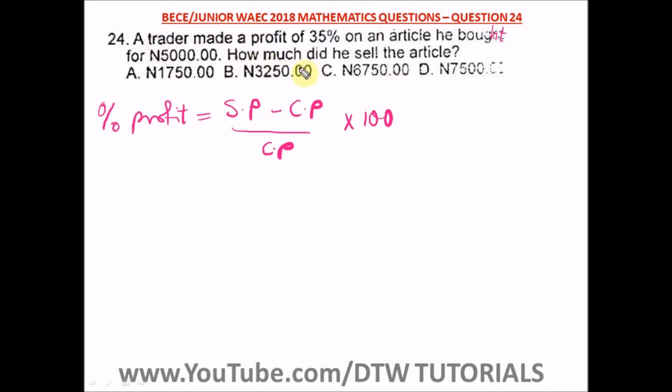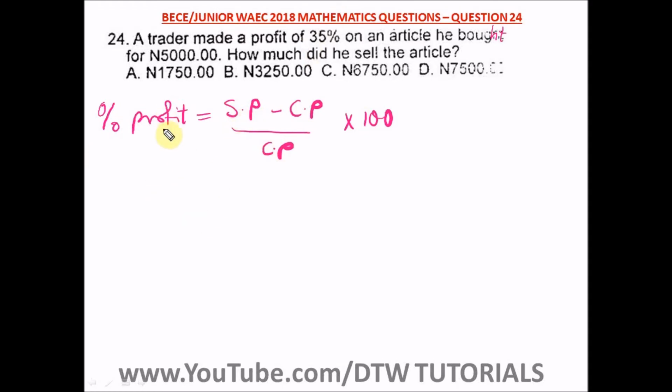So what does our question say? Our question is asking us how much he sold the article. So it's asking for our selling price, and the question has already given us his percentage profit, which is 35%. So all we need to do is put in our values in the formula. It has also given us that he bought the article for 5,000 naira. That's his cost price. So we just put in the values for our profit percent and our cost price, so we can now find our selling price.